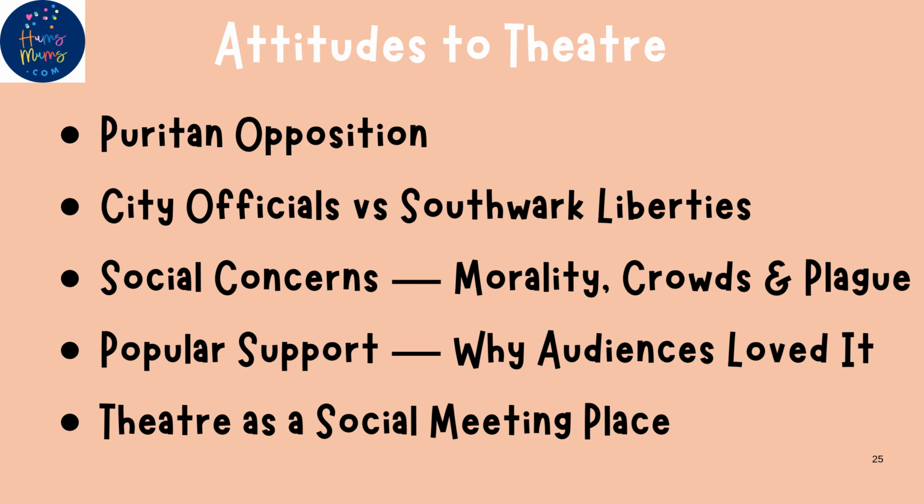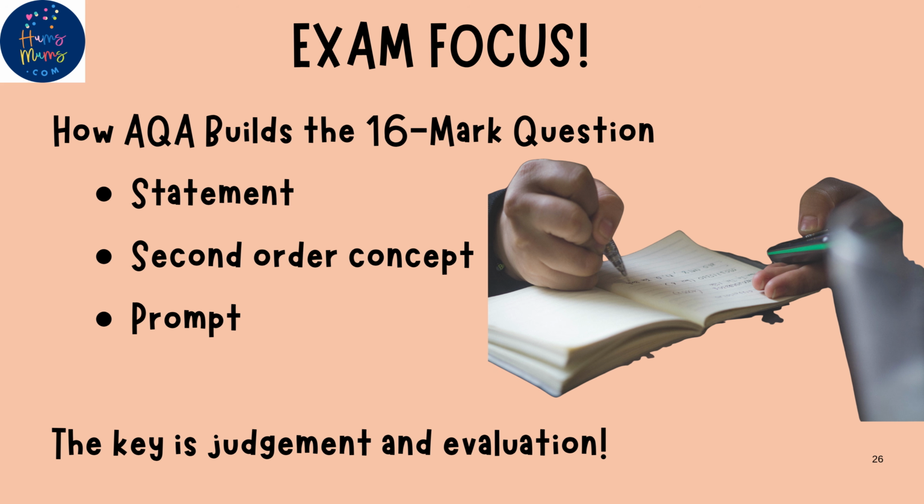So, exam focus then. How AQA builds the 16-mark question. AQA uses a consistent formula. The question always has a statement about the theme, a second-order concept, and a prompt. The prompt will be, how far does your study of the Globe support this? The exam will never ask for a description of the Globe, a timeline, or factual recall without judgment. It demands evaluation.